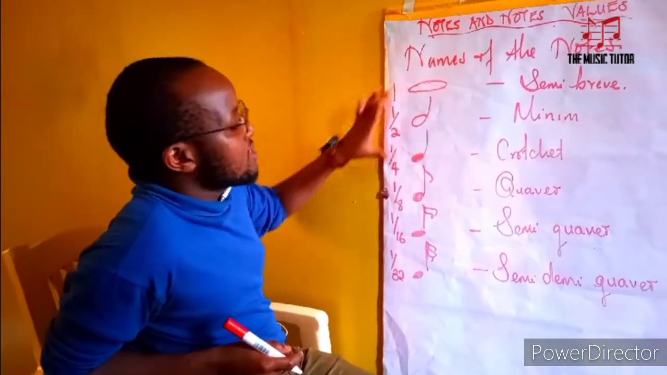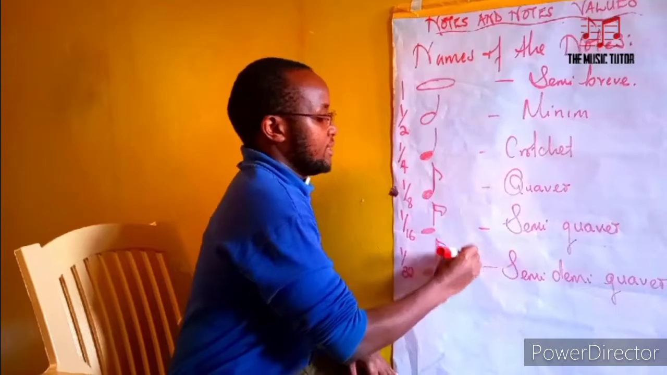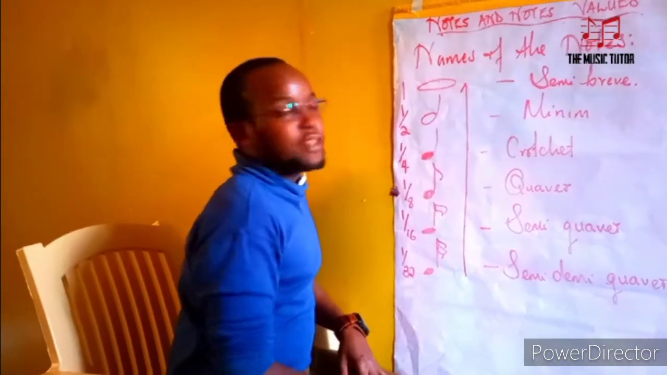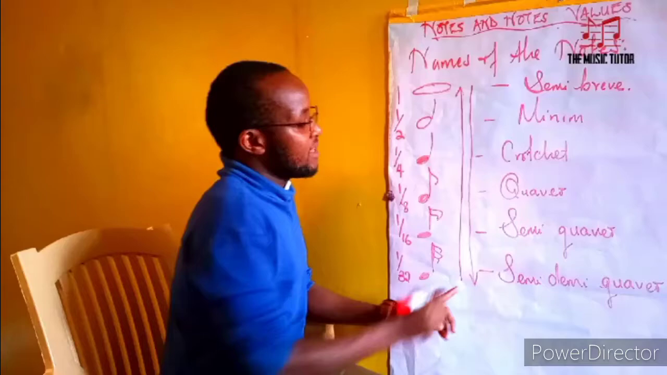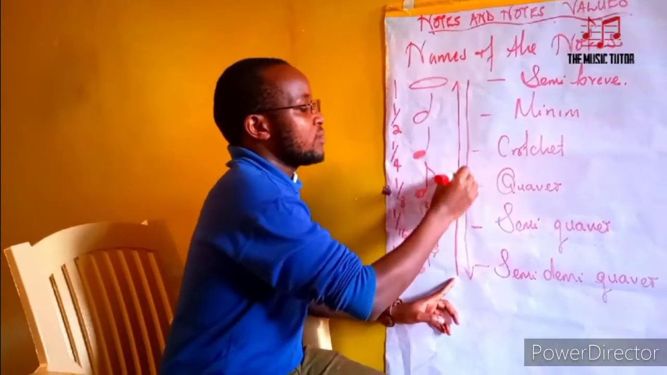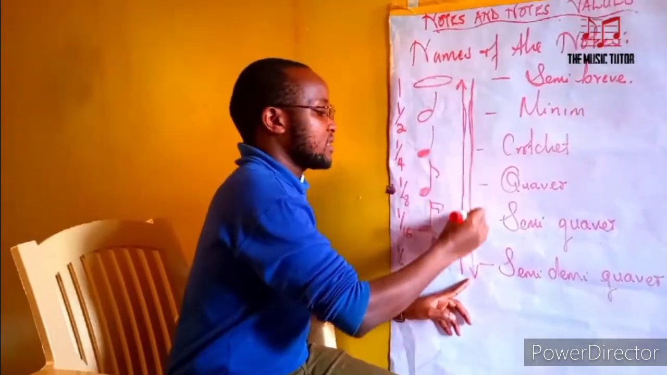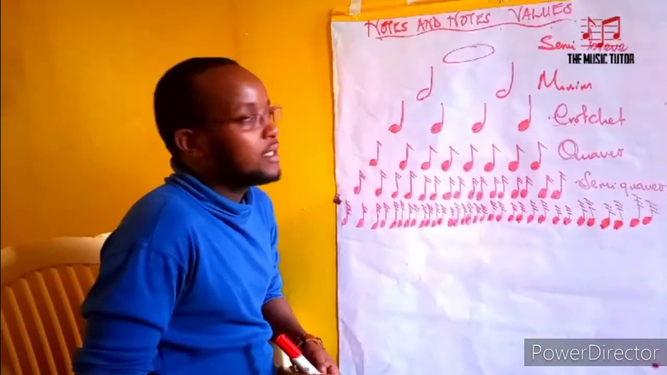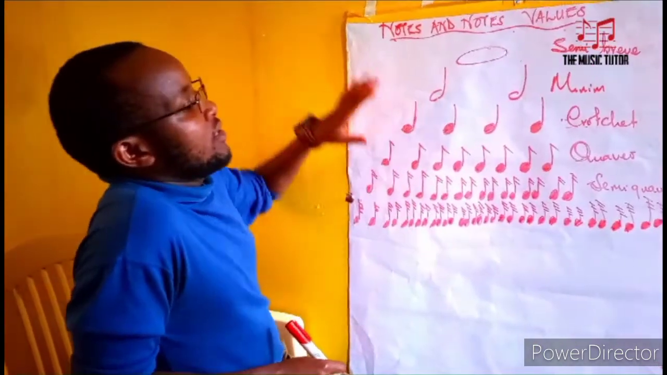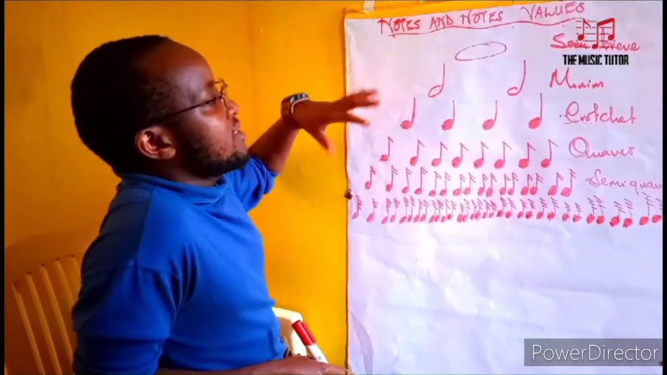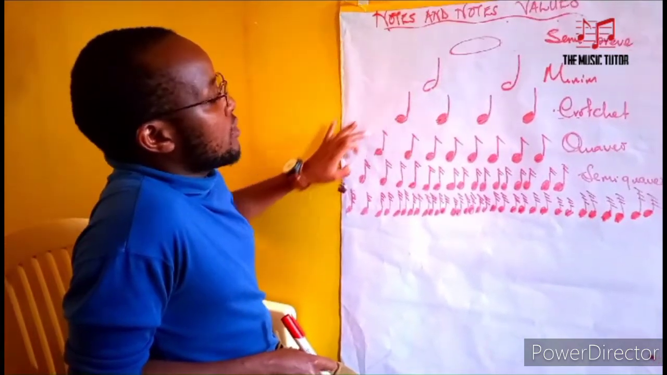So these notes get longer as we climb up the factor tree, and they get shorter as we go down the factor tree. I mean, the beat gets longer as we climb up the factor tree, and the beat gets shorter as we go down the factor tree. Let us look at the presentation of the notes factor tree. On the board, you can see the presentation of the notes and how they flow on the factor tree.